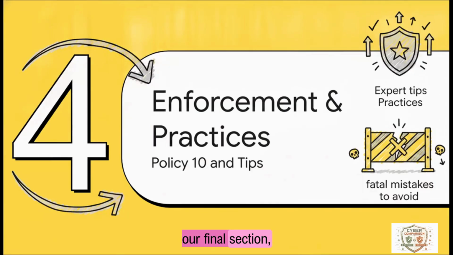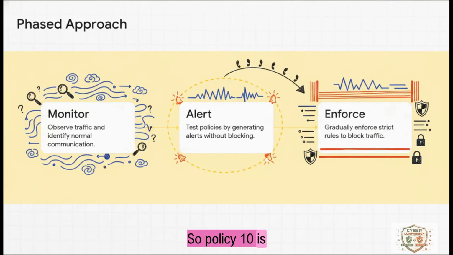All right, our final section, enforcement and best practices. This covers Policy 10 and some really important tips. So, Policy 10 is your default monitoring policy. The biggest takeaway here? Do not rush into blocking everything on day one. Before enforcing strict rules, you need to observe the default traffic to catch normal behaviors and unknown dependencies. Use a phased approach. Start in monitor mode, gently shift into alert mode, and only hit enforce when you are 100% confident. This gradual rollout is how you secure the network without causing a total business disruption.